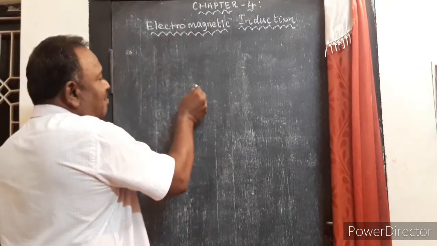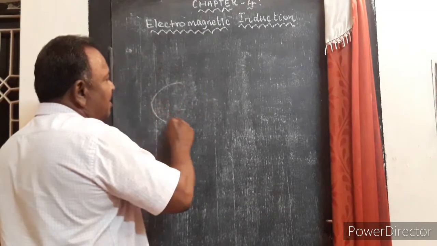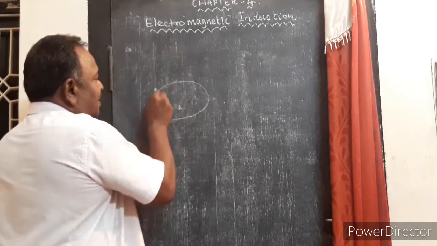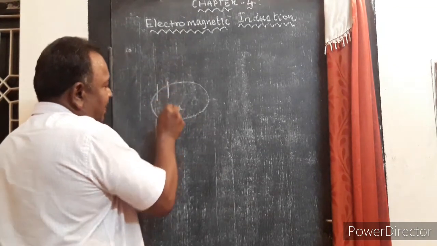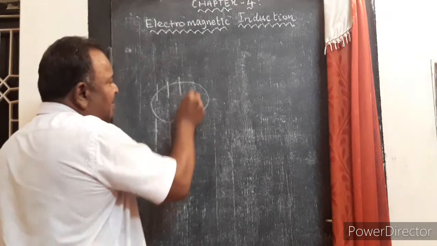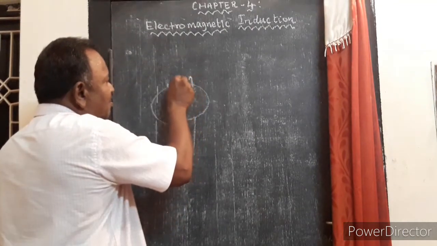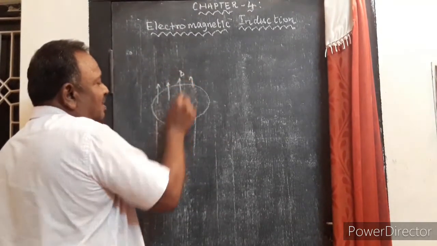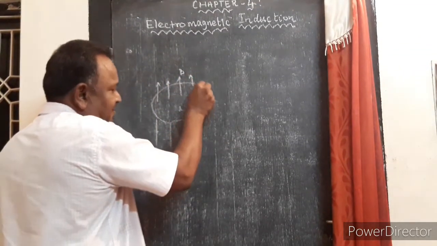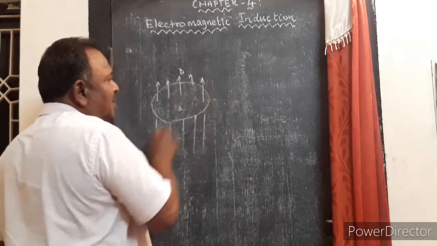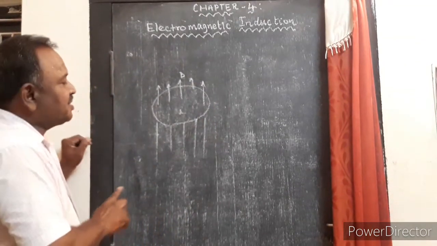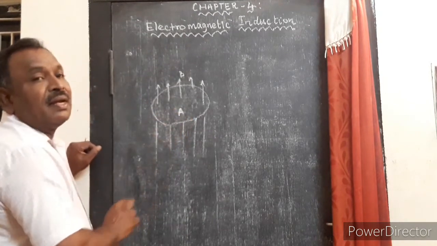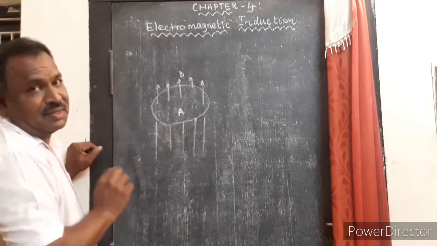Suppose I am having a small area A. Through this area, magnetic field lines are passing normal to it. So these are the magnetic field lines. The total magnetic field lines passing normal to this area A is called magnetic flux.